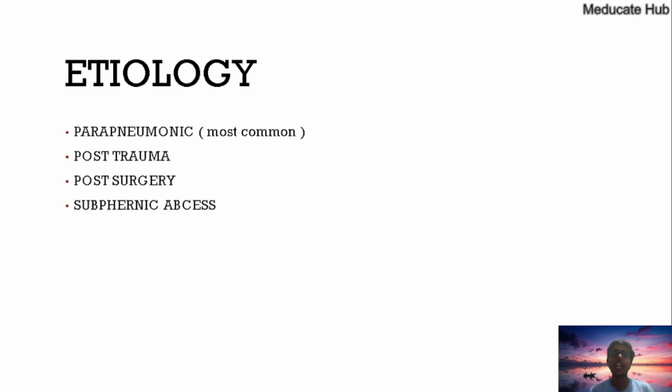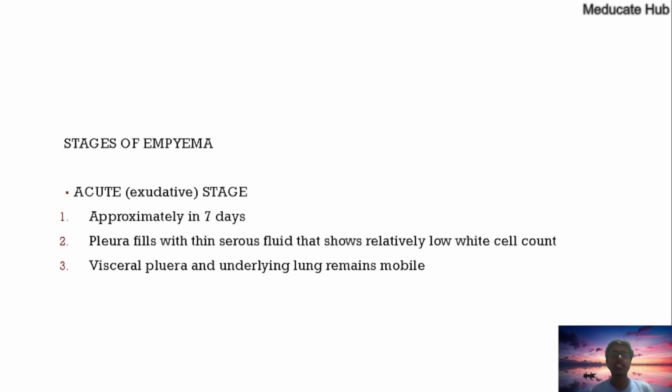Most commonly it is parapneumonic. Next are the stages. First is the acute stage. It appears in approximately the first 7 days, and at that time the pleura is filled with a thin serous fluid with a relatively low white cell count. And the visceral pleura and underlying lung remain mobile.